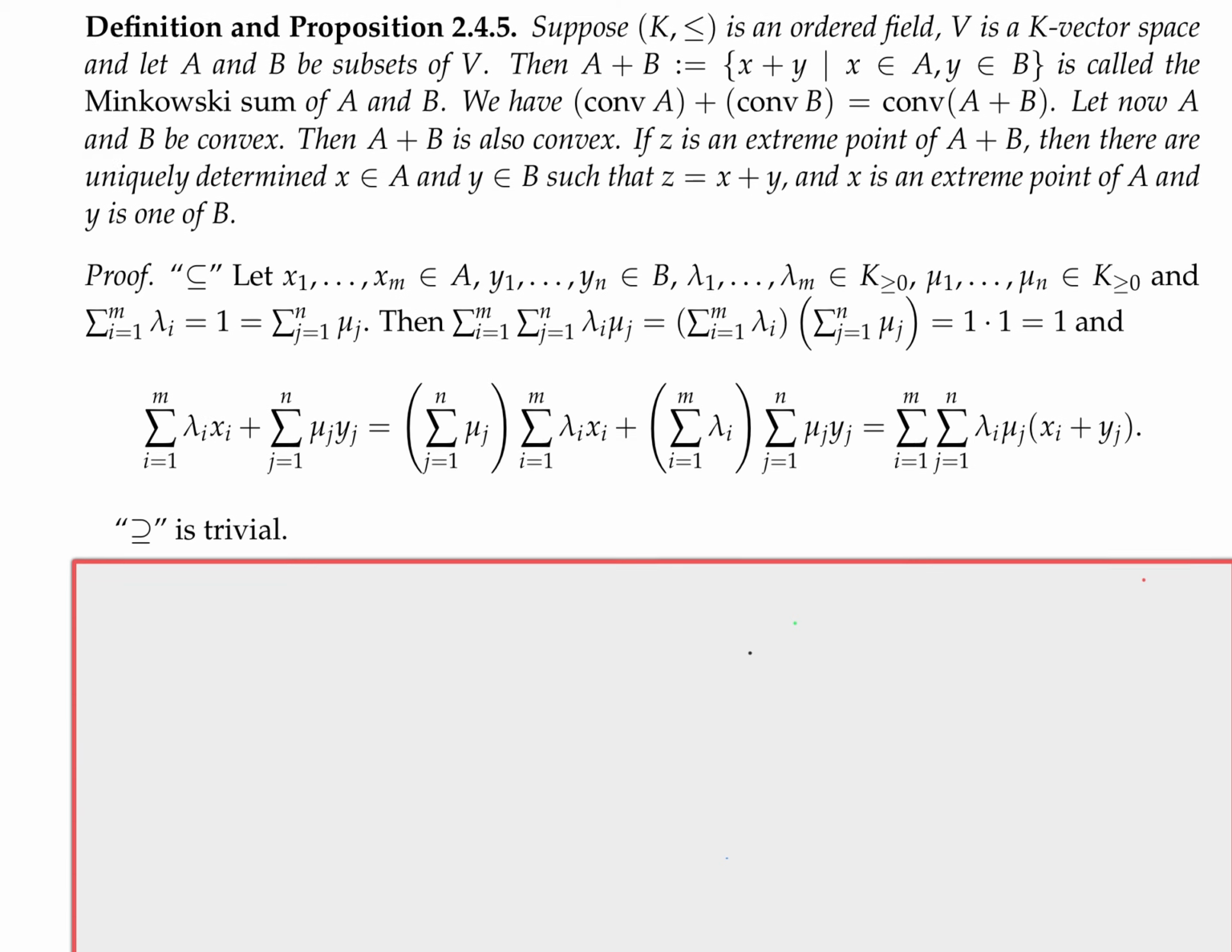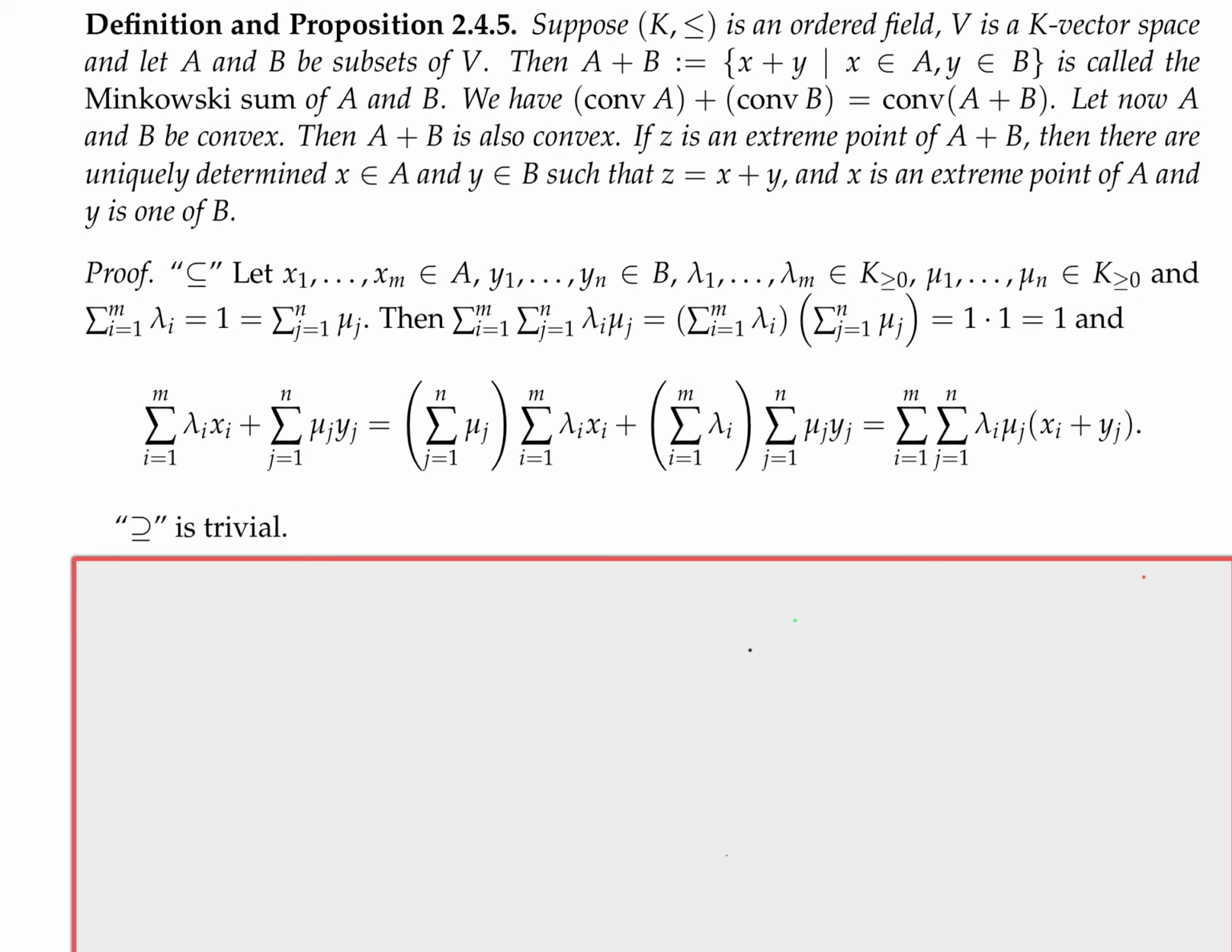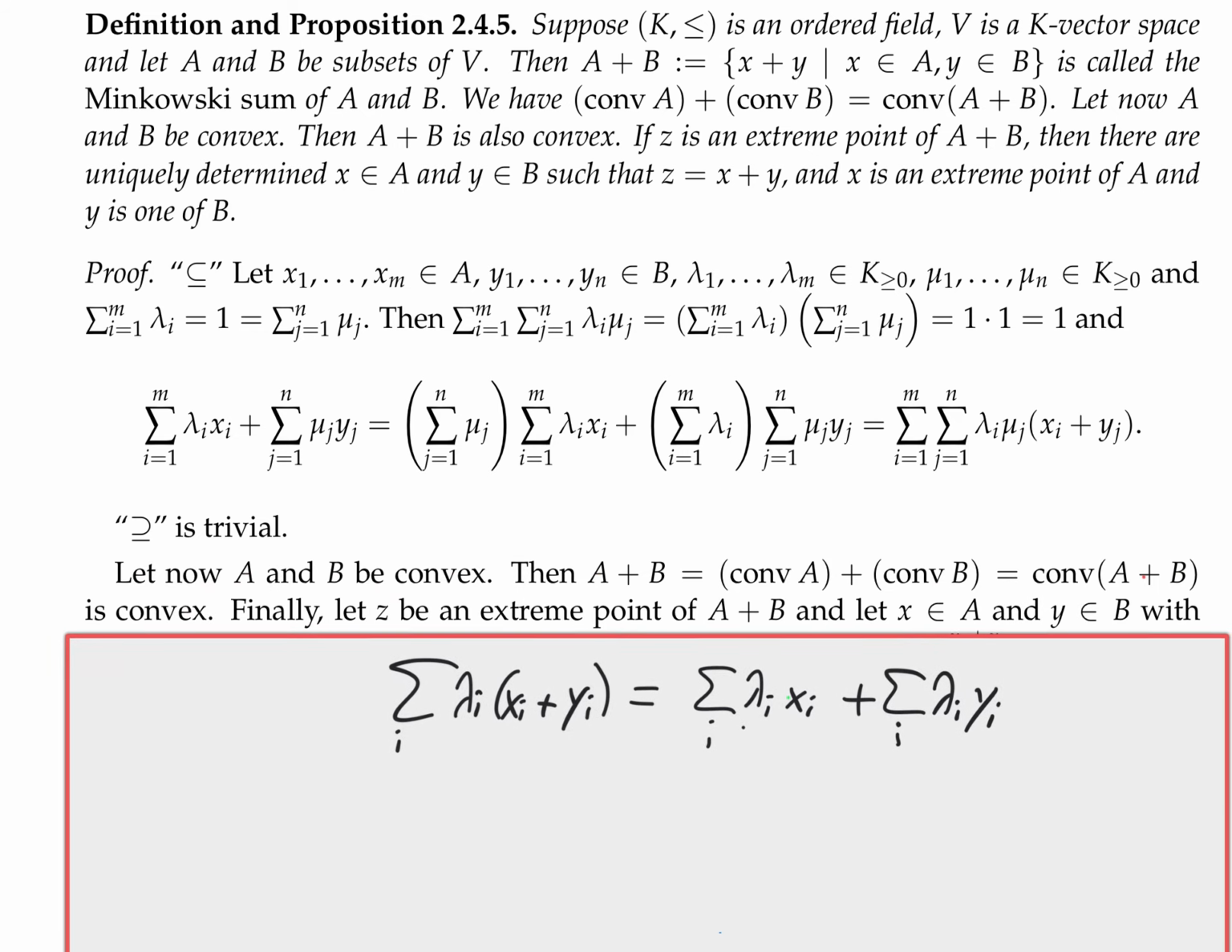And the other inclusion, that this is contained here, is trivial, right? Because you have a convex combination like this, where the x_i's are in A and the y_i's are in B, and you write it like this using distributivity. So that's trivial. Okay. So now let A and B be convex; then A plus B is also convex. I've already talked about that.